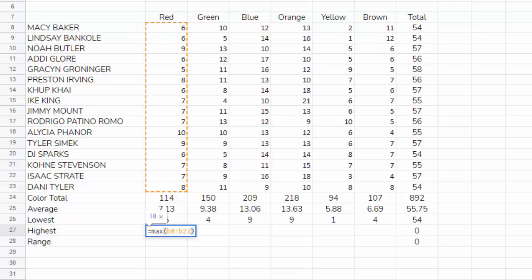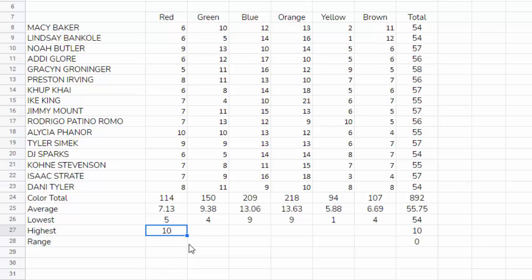And again, Google Sheets is doing what it always does. It's got that orange dotted box saying, okay, I'm going to go find the biggest number in this set of numbers. Is this what you want me to do? Answer's yes. Going to press enter. And we knew that was going to happen. We knew it was going to find the number 10.